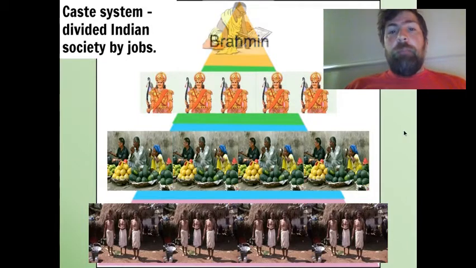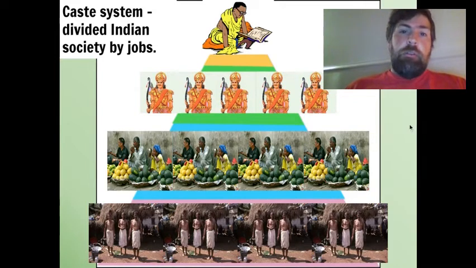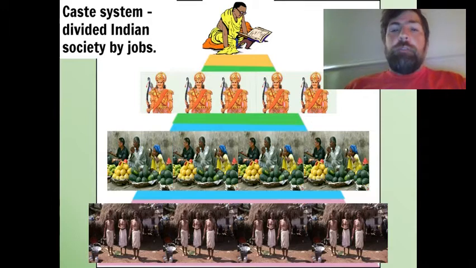And then there's the Brahmin, and the Brahmin are the priests. They're at the top of society, and their job is the most intellectual. The smartest job is at the top. They're the ones having the deep thoughts.